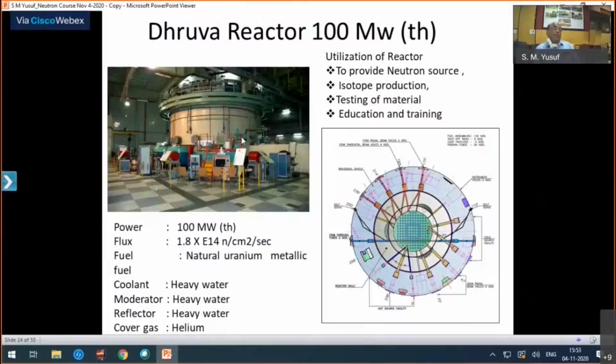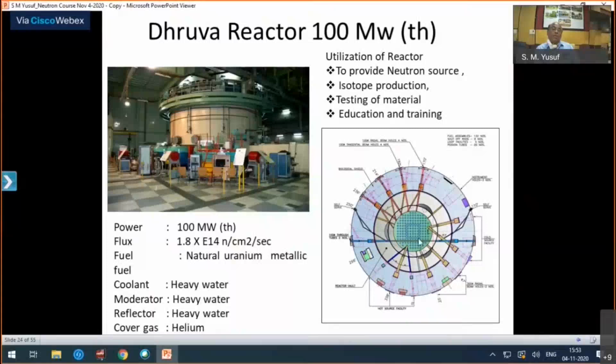And it is the picture inside the Dhruva reactor. So some of you might have visited by now. And these are pictures of some of the instruments here. But what I would like to tell you, basically this is the reactor core. So there are channels, open channels basically.